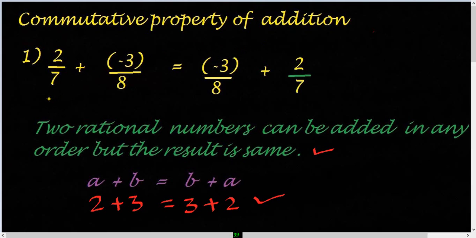Here an example is given. If you have the rational numbers 2 upon 7 and minus 3 upon 8, and you add them, and now change the position, keeping minus 3 upon 8 first and then 2 upon 7, the answer for the addition of the rational numbers will be the same. So that's the commutative property of addition. Your position is changed. If it is a plus b or you write b plus a, the answer will be the same. a plus b is 5 here and b plus a is also 5.